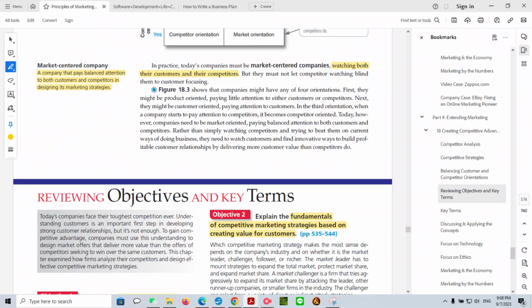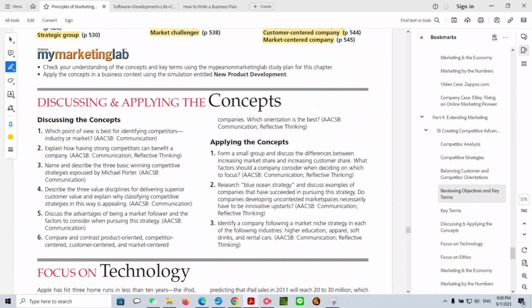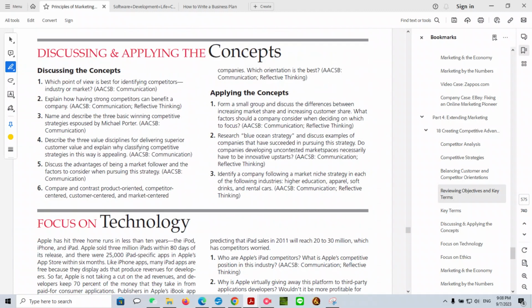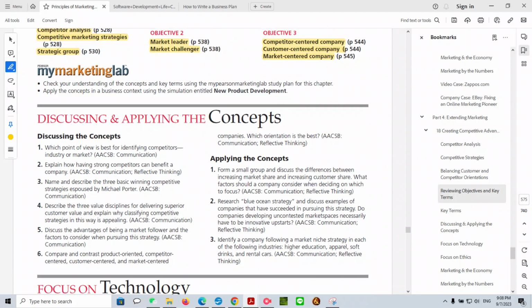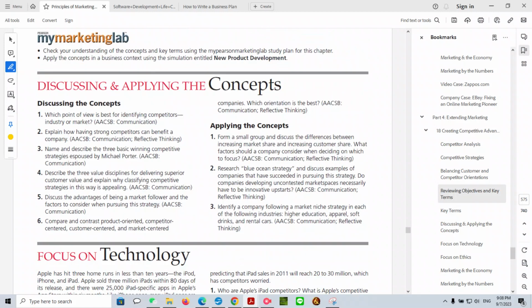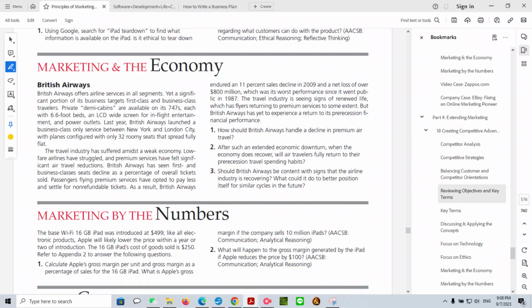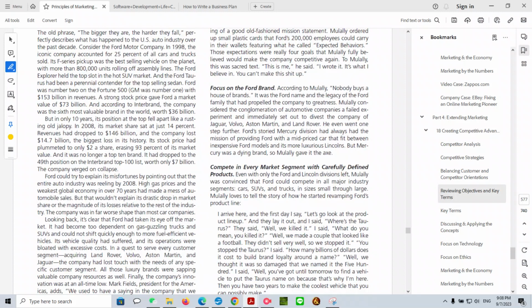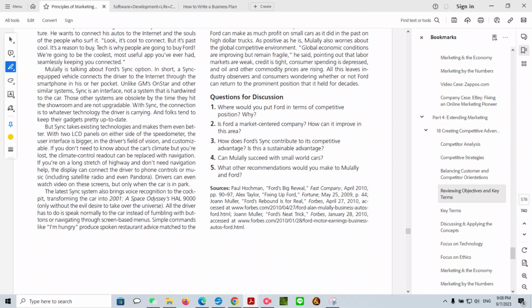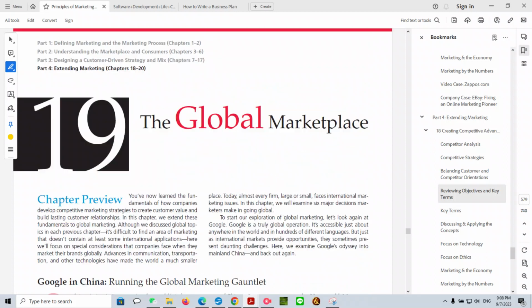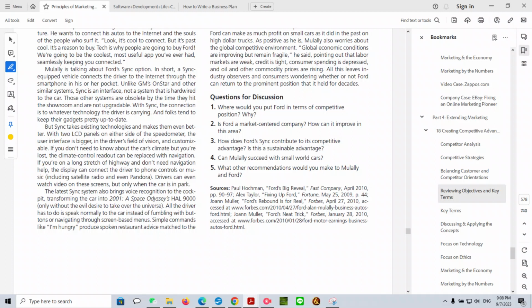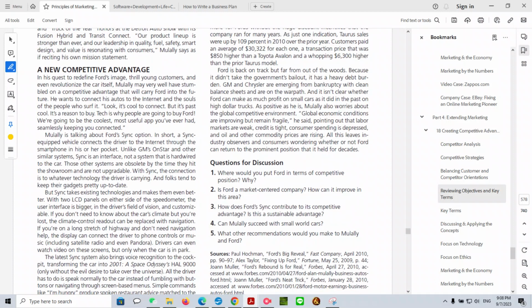Now that will do it for this chapter. If you'd like some more practice, you're welcome to go through this extra practice with concepts, focus on technology, marketing, economy, marketing by the numbers, company case, and then questions for discussion based upon that. So that will do it for this evening. I'll have the next lesson out next Tuesday.